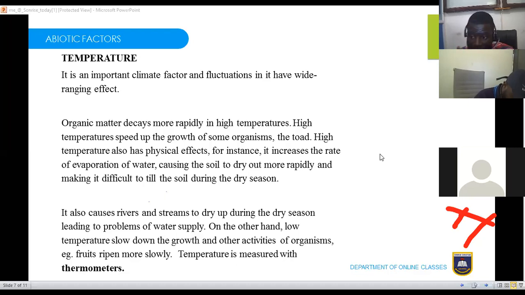Now, if you are very observant, you realize that especially in the rainy season, there is so much filth around everywhere. The environment smells much more compared to during the dry seasons. You know why? Because during rainy seasons, temperatures are low, and therefore there is a reduced rate of decay of organic matter.